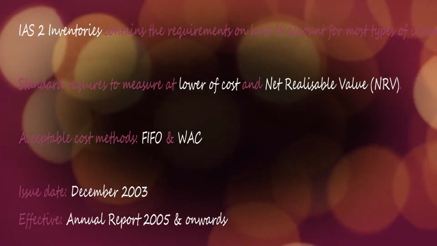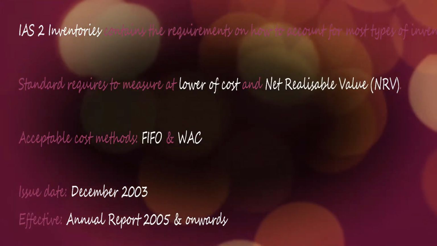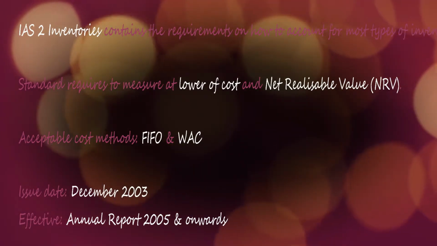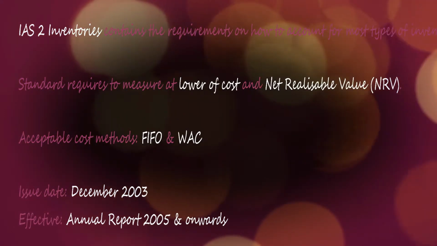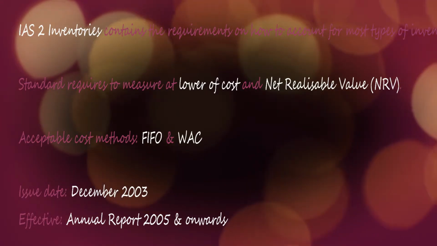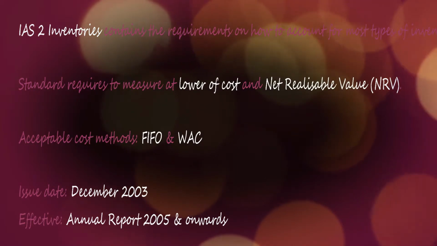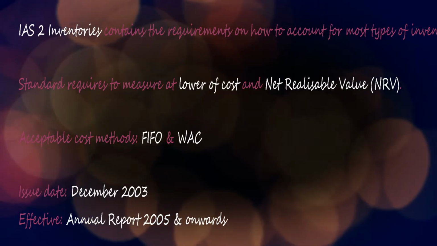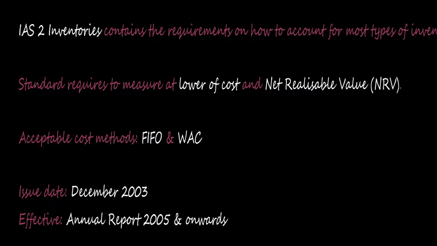Now, talking about the objective of IAS 2 Inventories. The objective of IAS 2 is to prescribe the accounting treatment for inventories. It provides guidance for determining the cost of inventories and for subsequently recognizing an expense, including any write-down to net realizable value. It also provides guidance on the cost formulas that are used to assign costs to inventories.